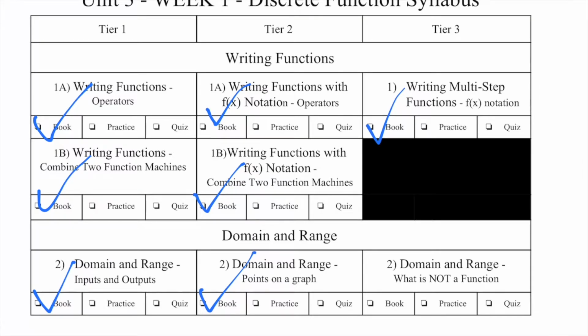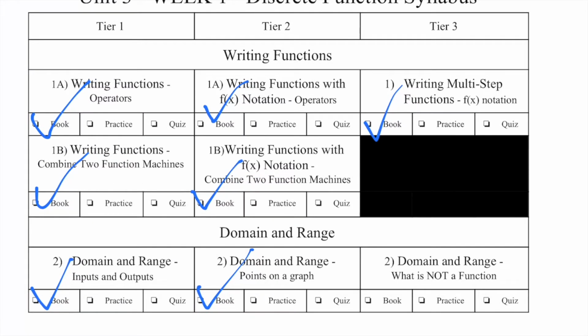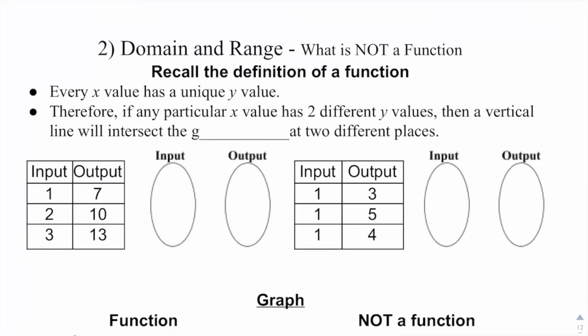We are in the last lesson of our Unit 3 Discrete Function Syllabus, Tier 3, Lesson 2, Domain and Range. What is not a function? So let's check off our booklet. The first thing when dealing with Lesson 2, Domain and Range, is what is not a function.